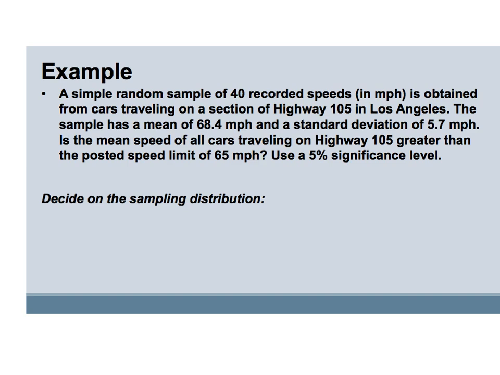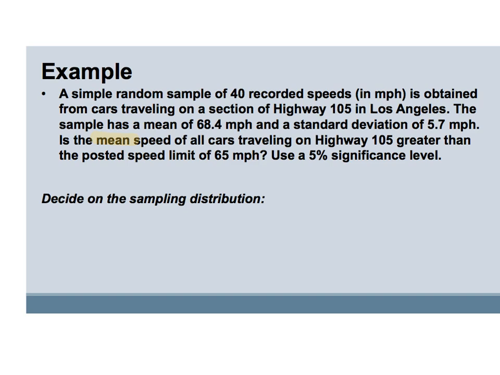Okay, a simple random sample of 40 recorded speeds in miles per hour is obtained from cars traveling on a section of Highway 105 in Los Angeles. The sample has a mean of 68.4 miles per hour and a standard deviation of 5.7 miles per hour. Is the mean speed of all cars traveling on Highway 105 greater than the posted speed limit of 65 miles per hour? Use a 5% significance level. Well, it said mean several times.